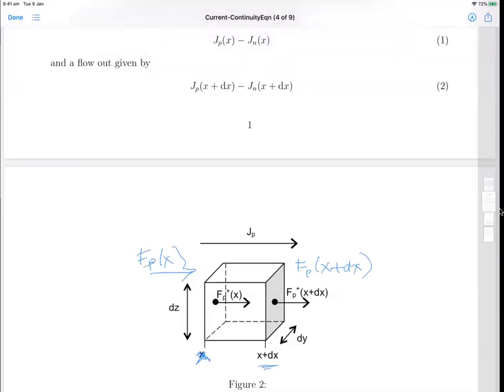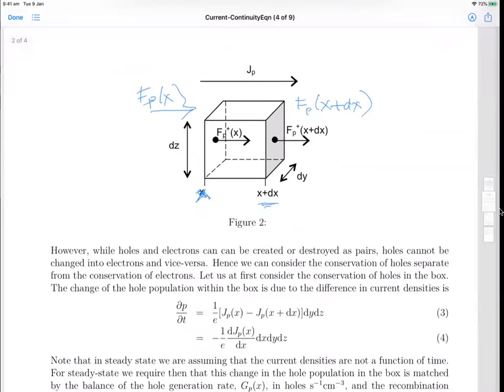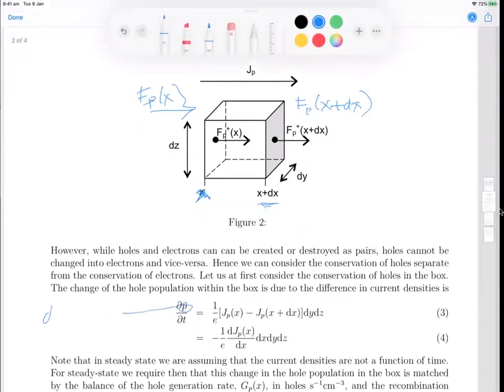So we can write down the change in the density of holes. So the P stands for density of holes in the box. So the rate of change of the density of holes in our box depends on the difference between what goes in, Jp, and what comes out. So if more comes out, that means we have generation. So this term will be positive. If less comes out, then we'll have recombination.